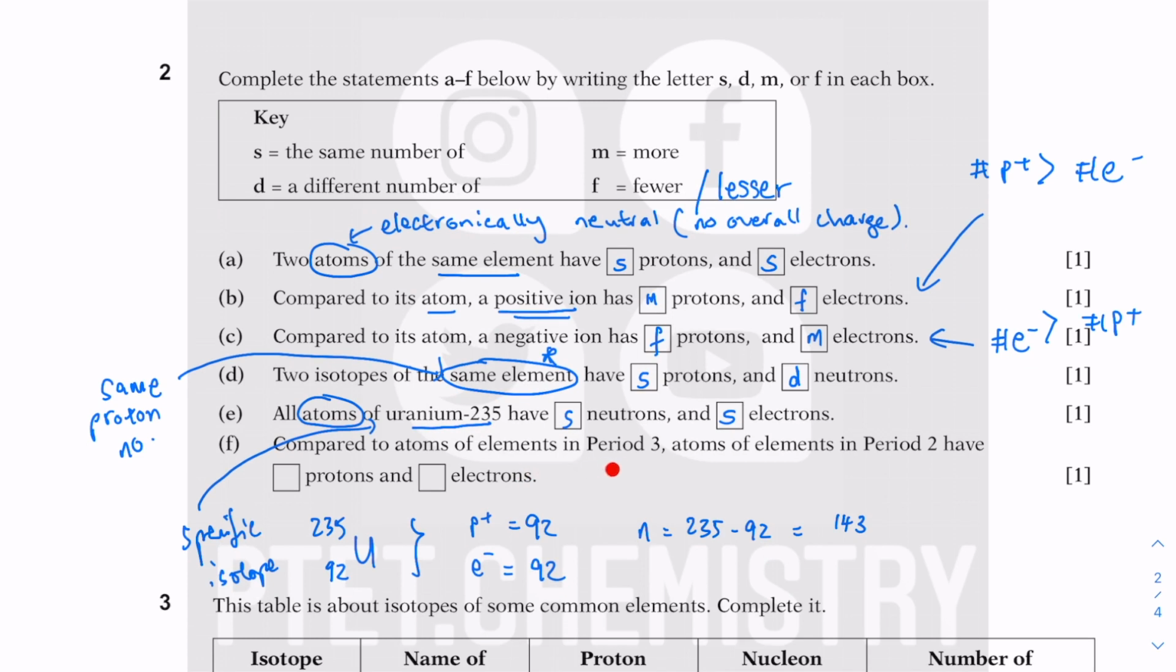Compared to atoms of elements in period 3, so period 3 is actually sodium all the way to argon in your periodic table. Period 2 is lithium all the way to neon. They will have fewer protons, and then they will have fewer electrons, because, you know, second period, fewer protons, because they will fill before you go to period 3.